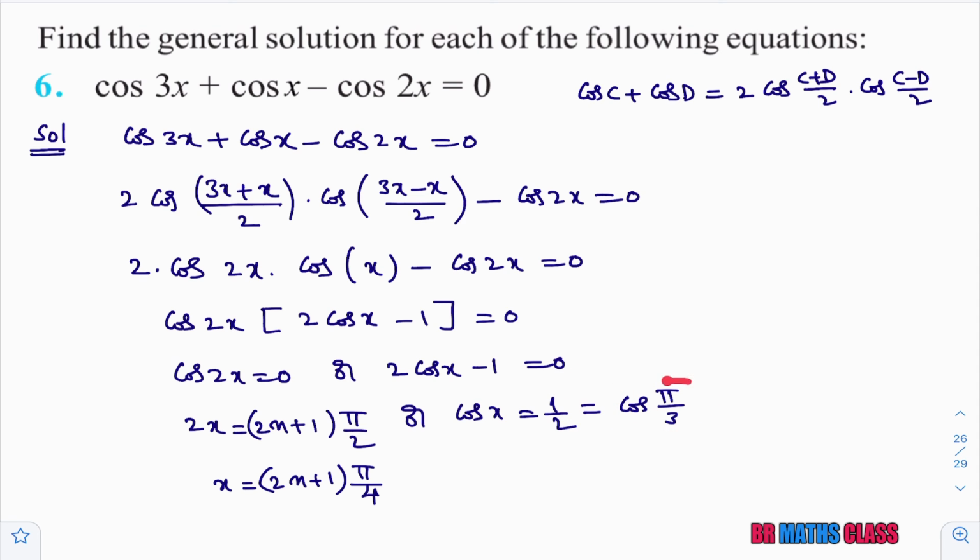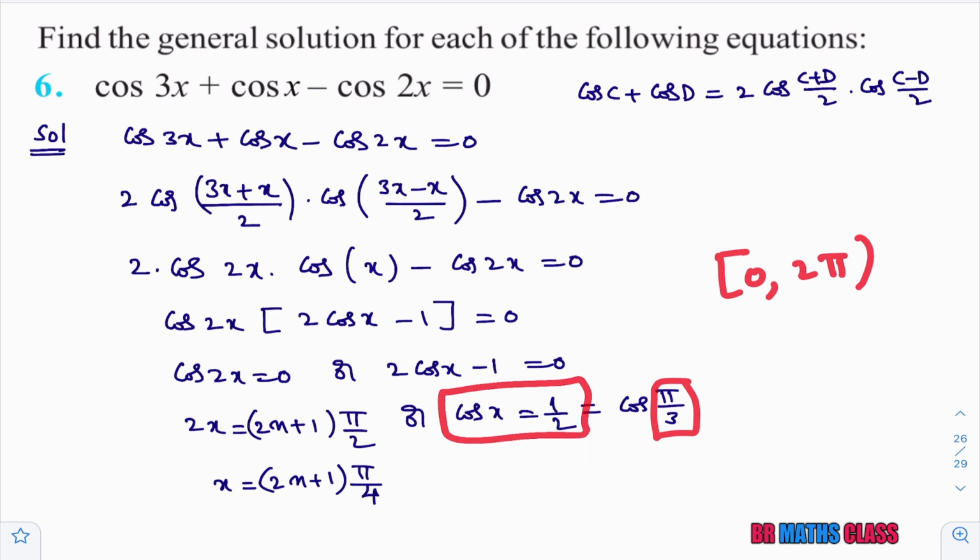You observe here pi by 3 lies in this interval, closed at 0, open at 2 pi. Pi by 3 lies in this interval and satisfies this trigonometric equation, which means pi by 3 is the principal solution for this trigonometric equation.